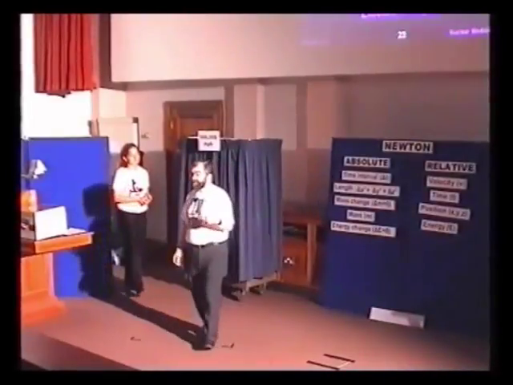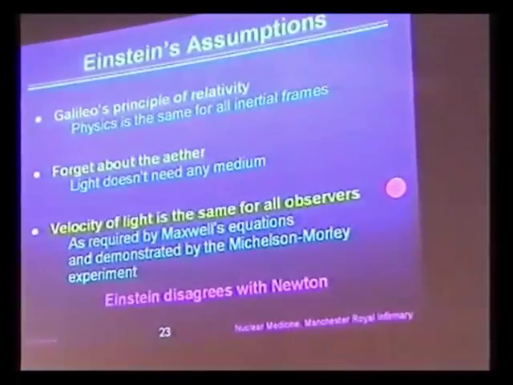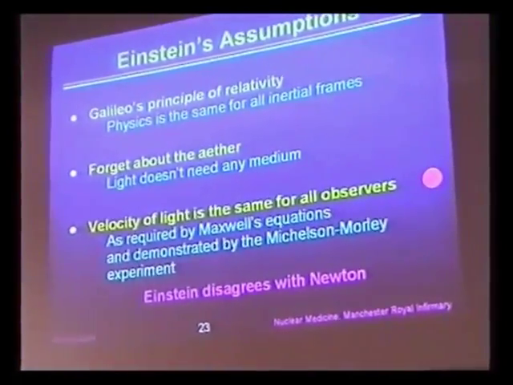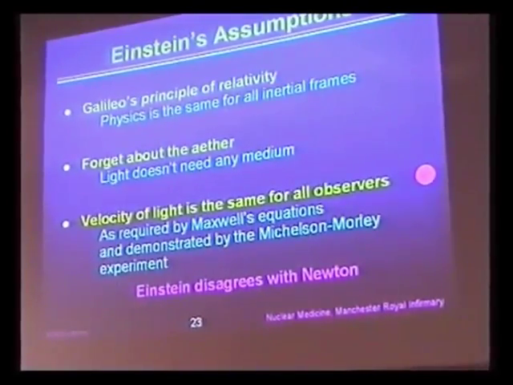So let's see the assumptions that Einstein made. He started by assuming that Galileo's principle of relativity was true, that physics is the same for all inertial frames. He dealt with the tricky problem about the ether by saying, well, let's forget about it. Maybe light doesn't actually need any medium to oscillate in. Most importantly, he assumed that the velocity of light is the same for all observers. Now that is required by Maxwell's equations, and it's been demonstrated by the Michelson-Morley experiment.